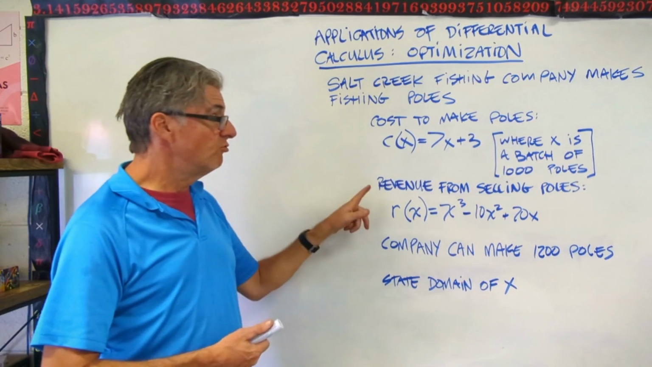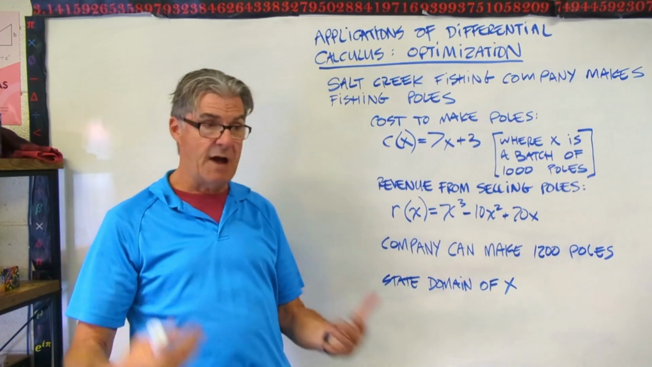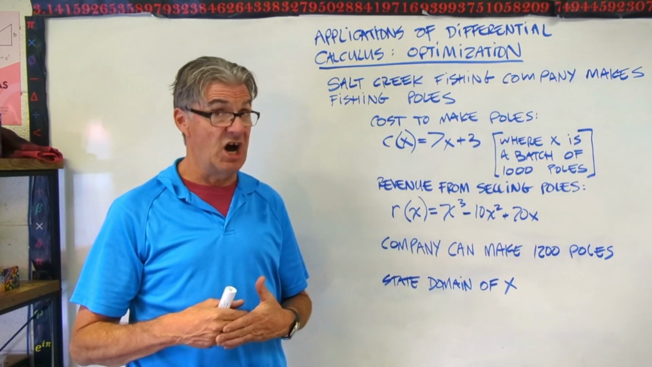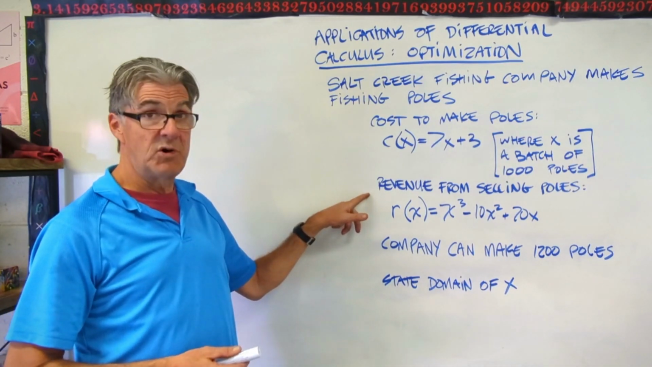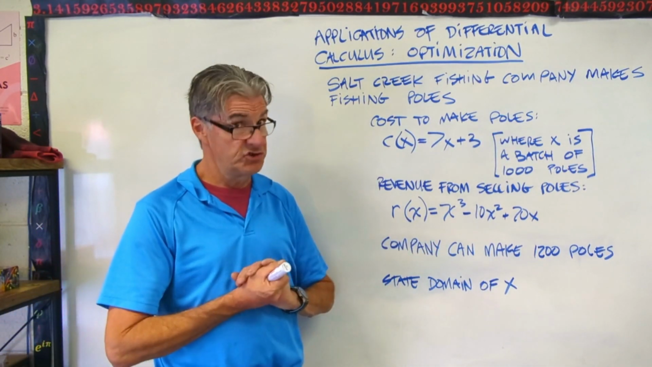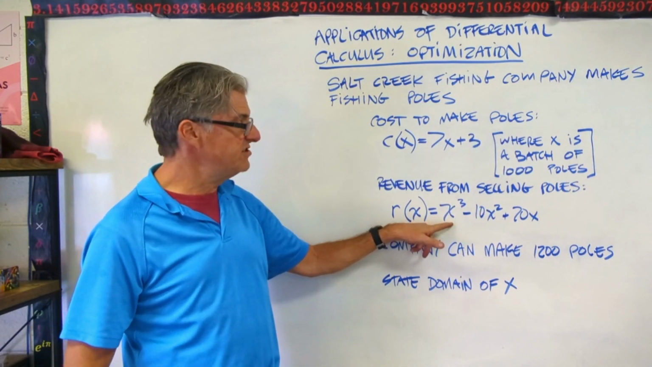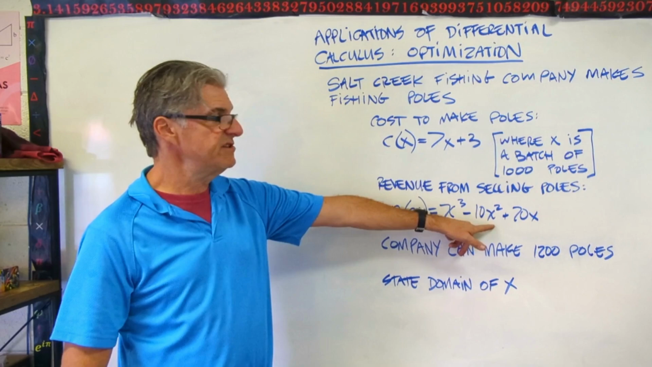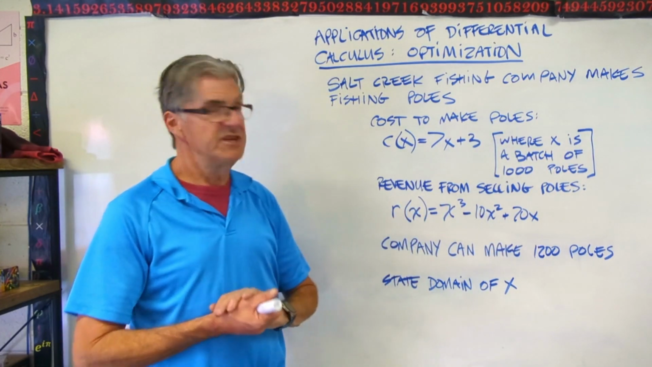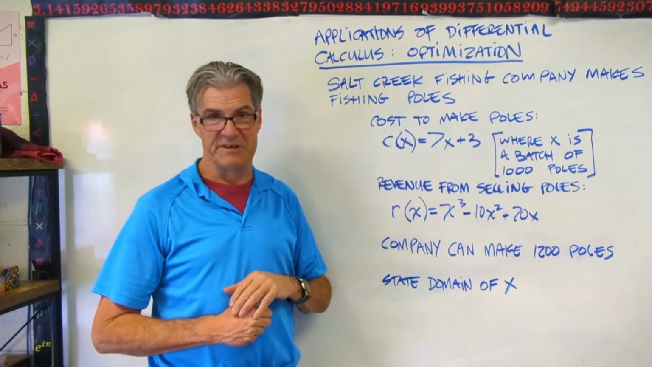Okay, now revenue, not profit. Revenue is kind of like gross sales. It's how much we take in from selling the poles before we subtract out the cost. So revenue from the poles is this function. You're just being given this. This is not one that you should have figured out. The revenue function is the cube of the number of batches minus 10 times the batches squared plus 20 times the number of batches. So a cubic function is going to give us our revenue in this fishing pole making company.